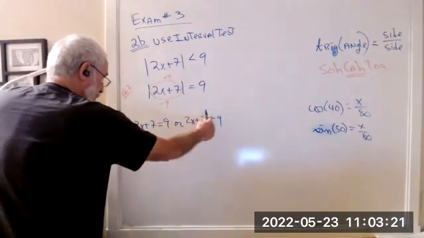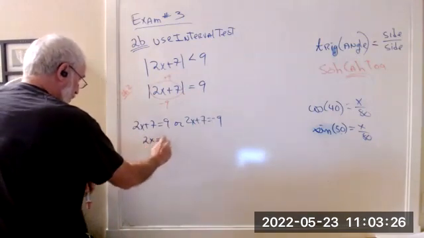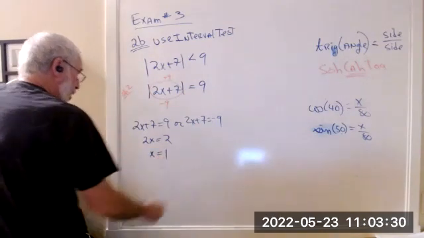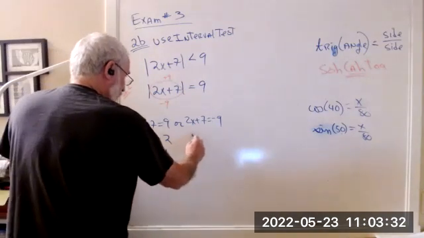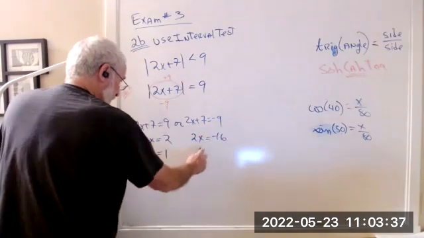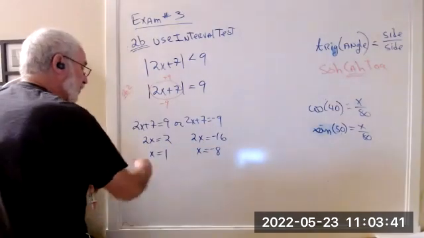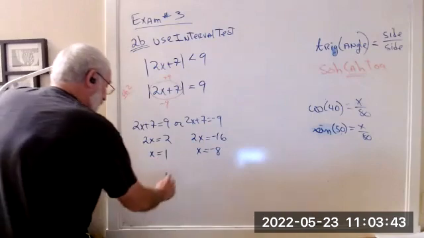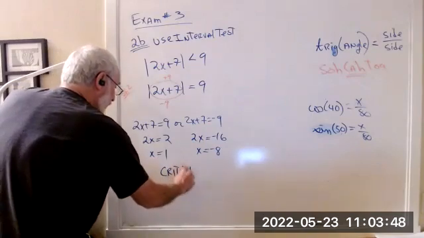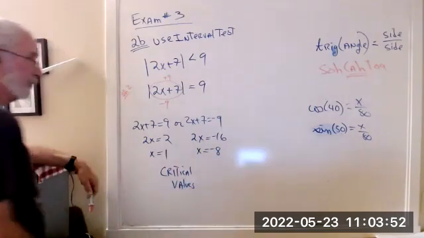Okay, those are our two possibilities. So then we take away 7, so 2x equals 2 on this one, divide, x equals 1, or we get 2x equals -16, because take away 7, x is -8. Now the key here is these are not solutions, these are critical values. Something special happens at those.